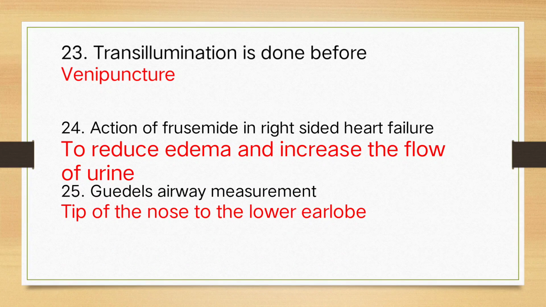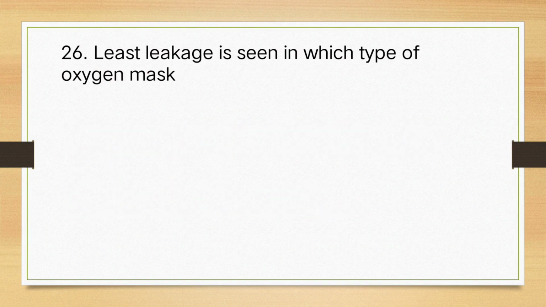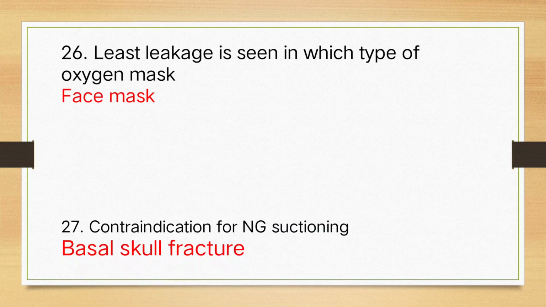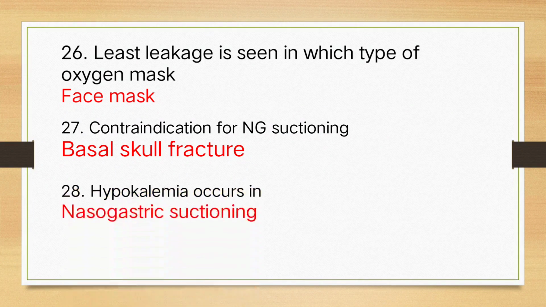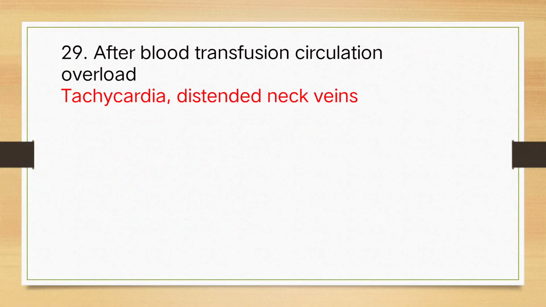Next one, Gödel's airway measurement. How to measure is tip of the nose to the lower earlobe. Next one, least leakage is seen in which type of oxygen mask? That is face mask. Contraindication of NG suctioning, that is mainly basal skull fracture. Hypokalemia occurs in nasogastric suctioning.